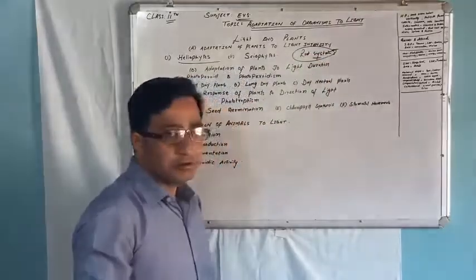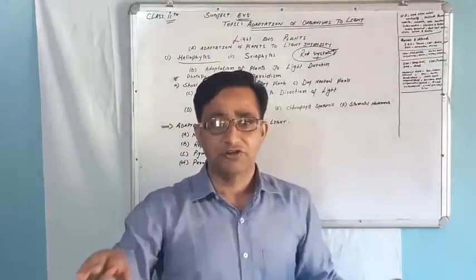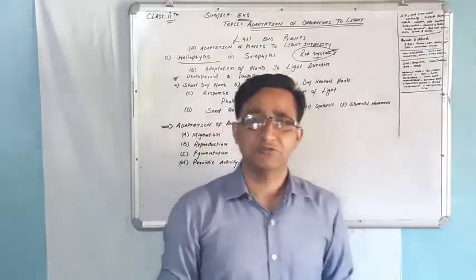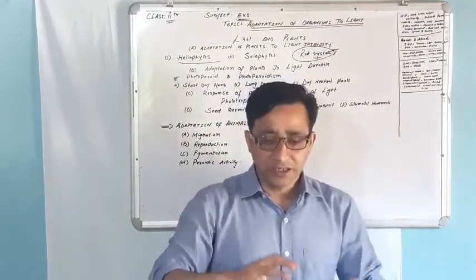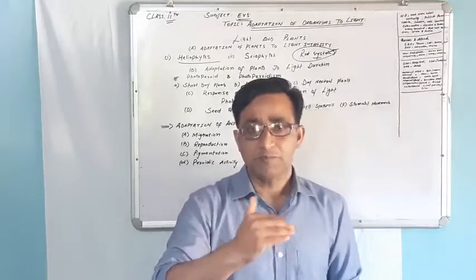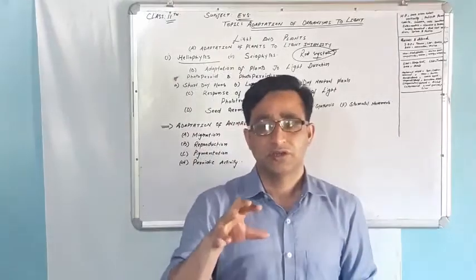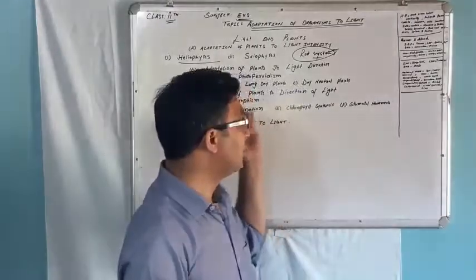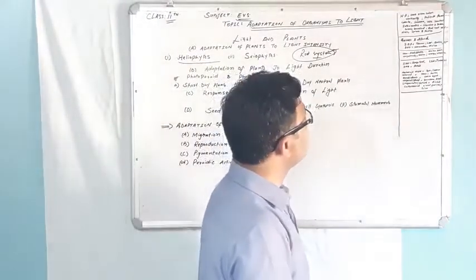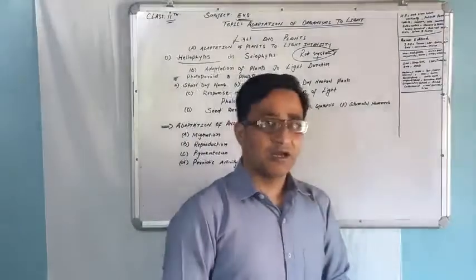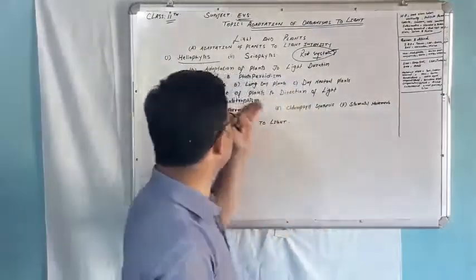In order to absorb more water from the soil, they have developed an extensive root system. And apart from that, these heliophytes possess a large number of branches on their stems. And these are the various characteristic features which are possessed by these heliophytes.